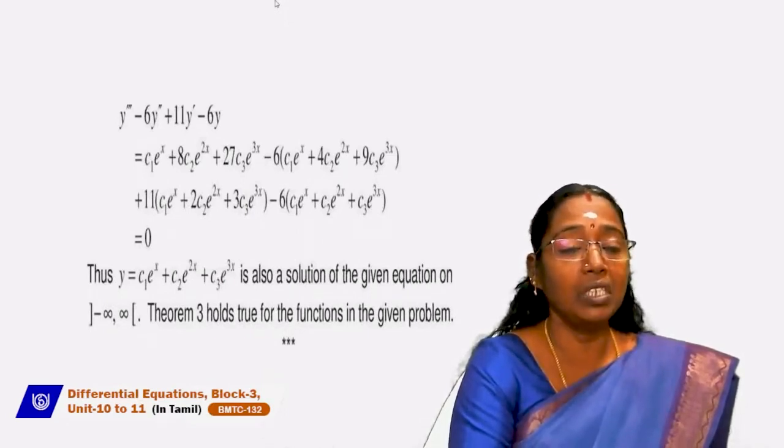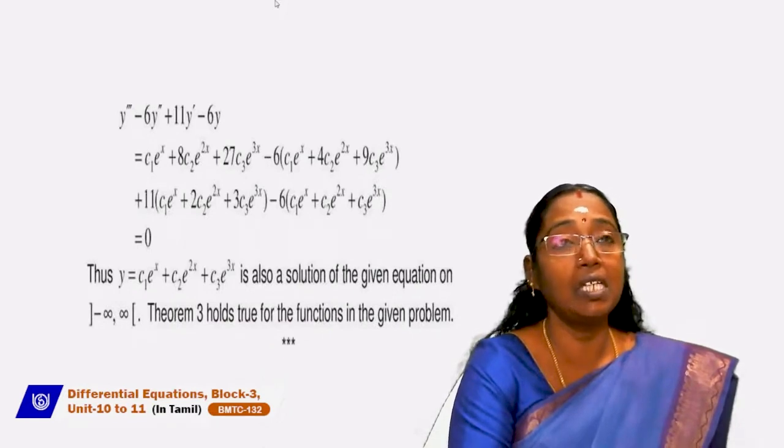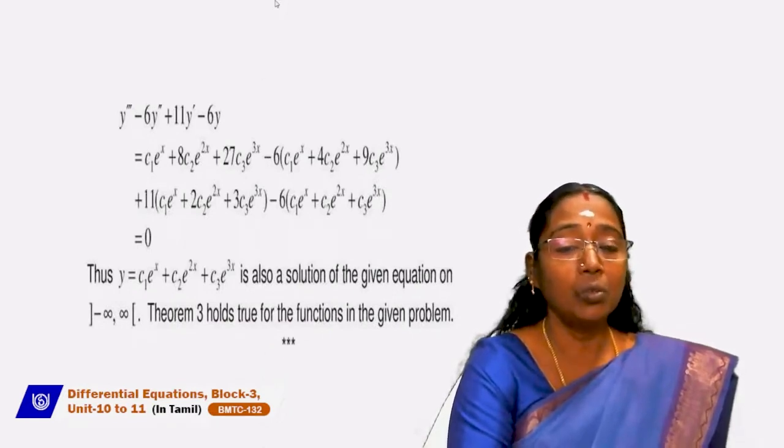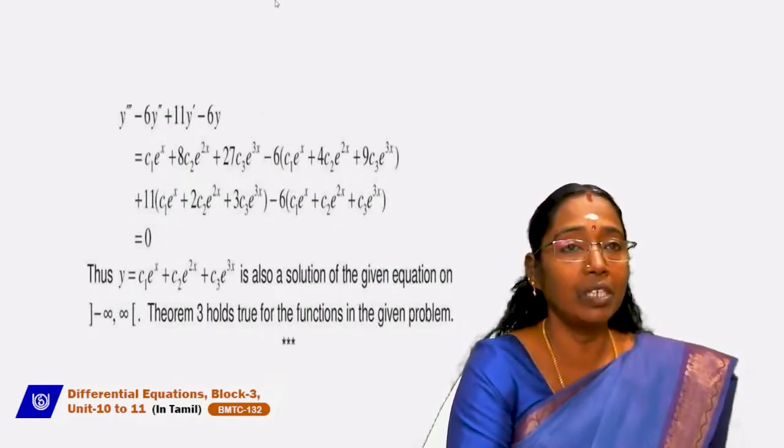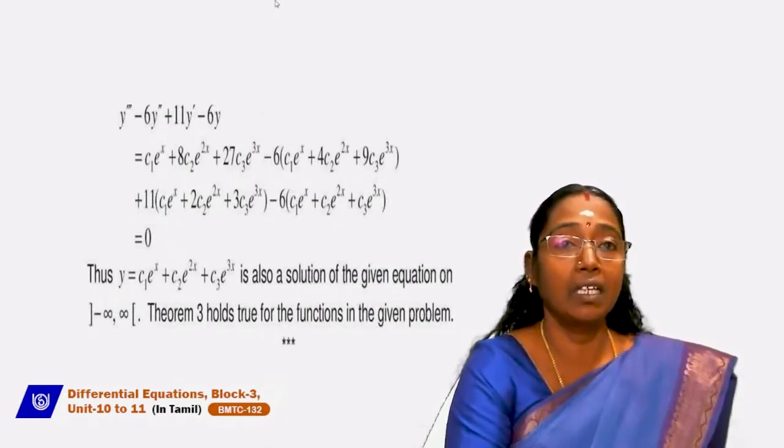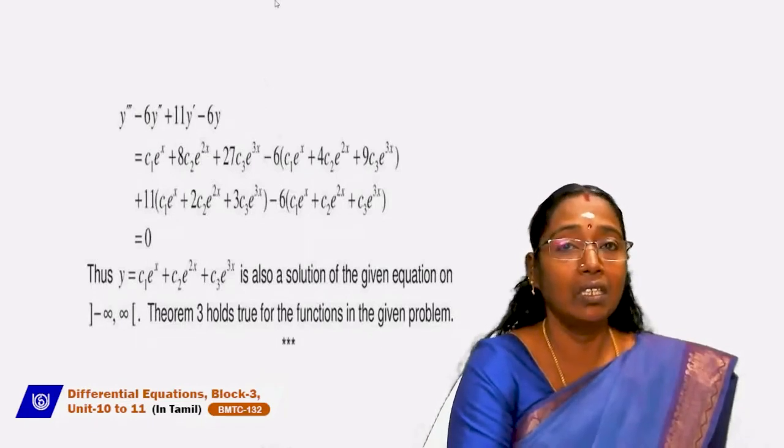Therefore, the linear combination of the given functions, namely c1 e power x plus c2 e power 2x plus c3 e power 3x, is also a solution of the given equation. Therefore, theorem 3 holds true for the functions in the given problem. Finally, we have a conclusion that if the functions are solutions of the given differential equation, then their corresponding linear combination is also a solution of the given differential equation.